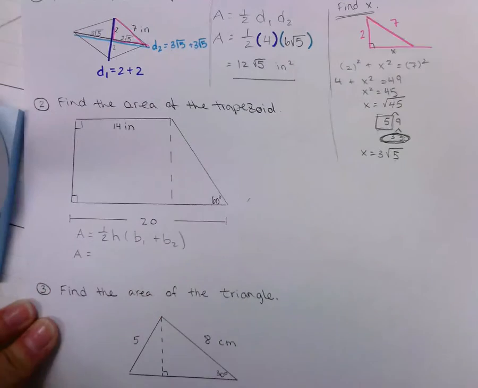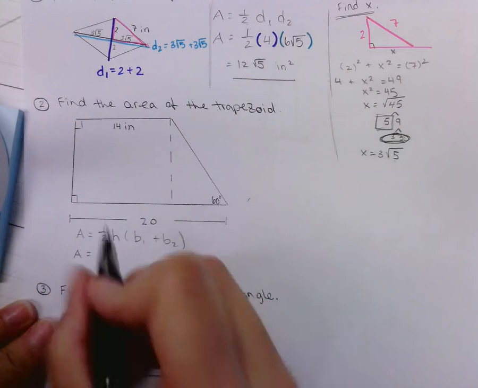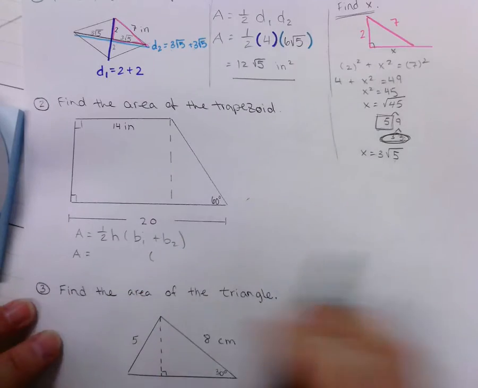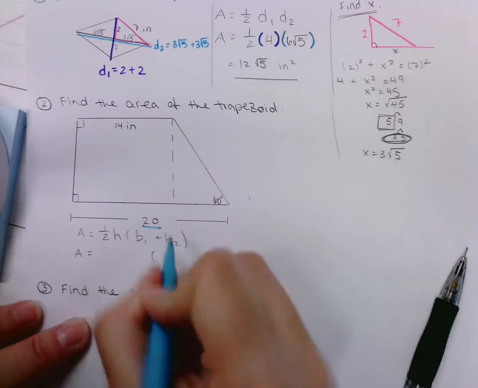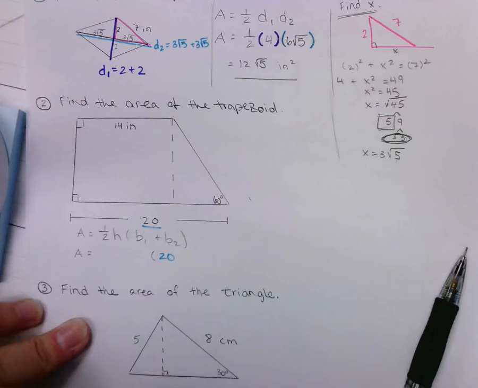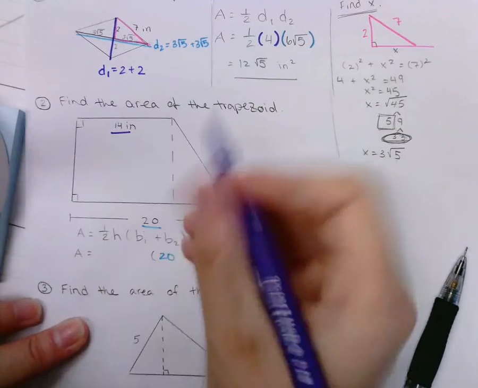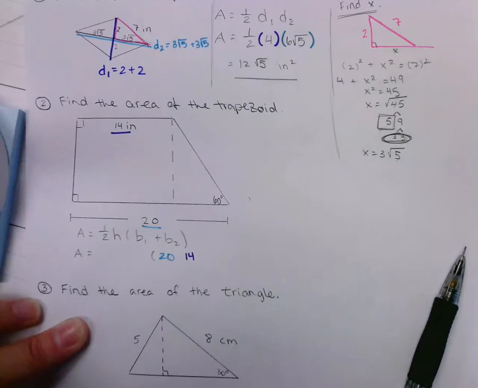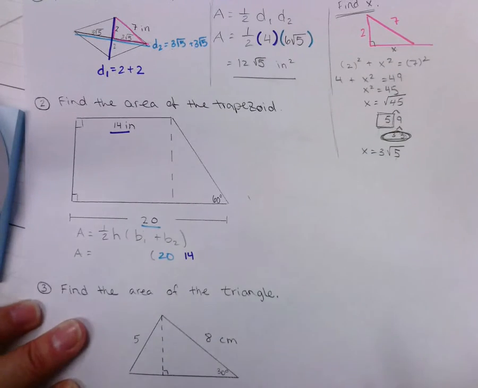You can know base 1 and base 2. So base 1 is 20, and then the other one's 14. And then you can find the height. All we did was identify the bases.